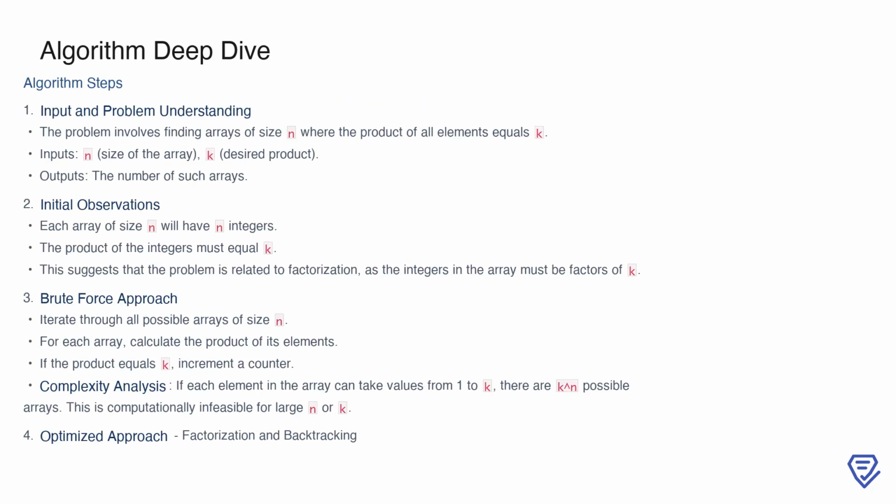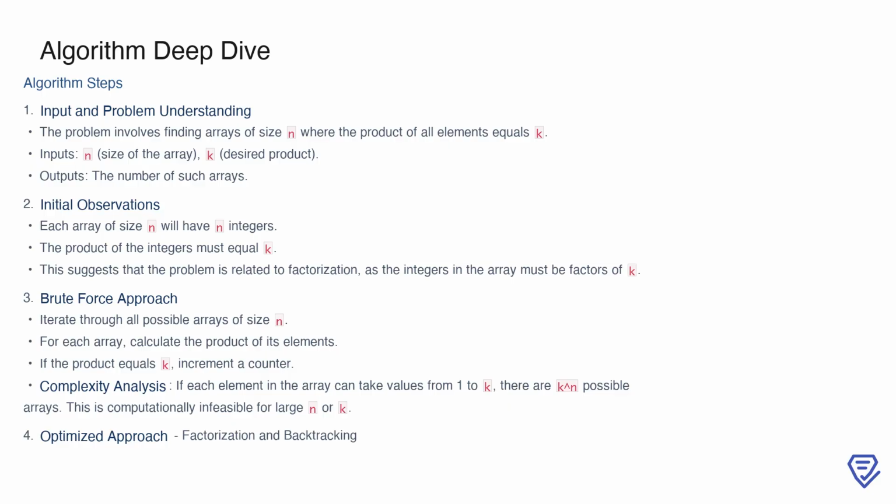To solve this problem, the first step is to clearly understand the input and the task. We are given two inputs, n, which is the size of the array, and k, the product that all elements of the array must multiply to. The goal is to determine the number of such arrays that can be formed. At first glance, this problem inherently involves factorization, since each element in the array must be a factor of k.